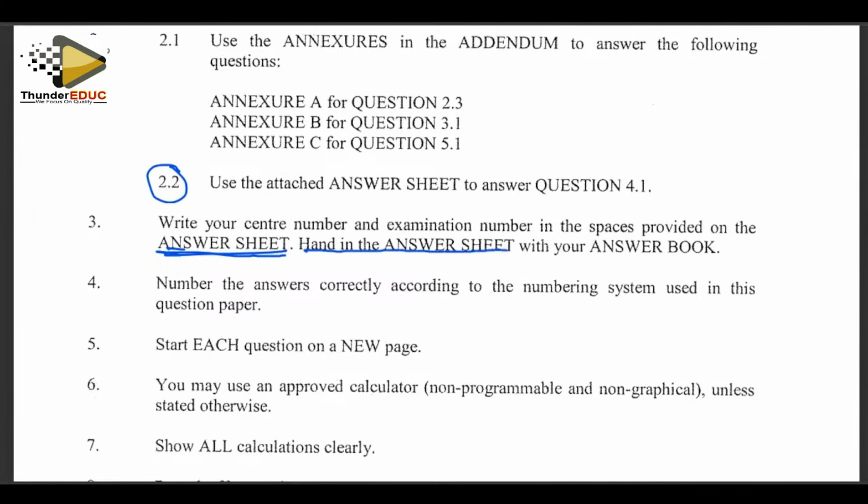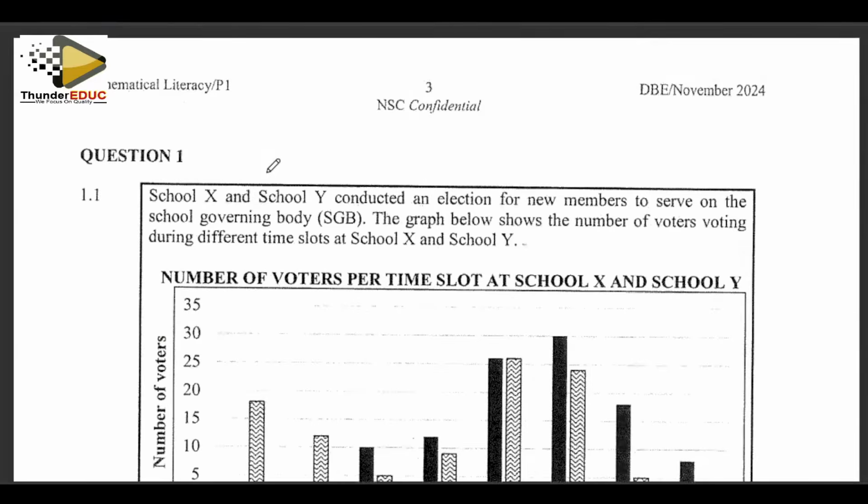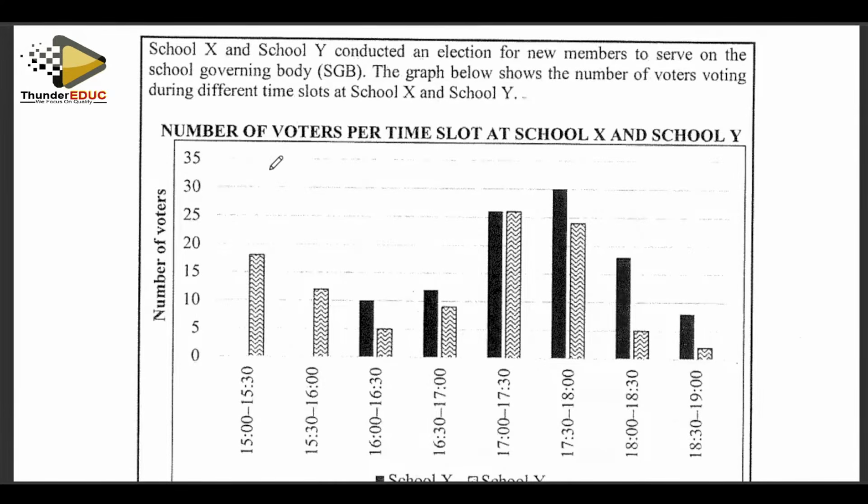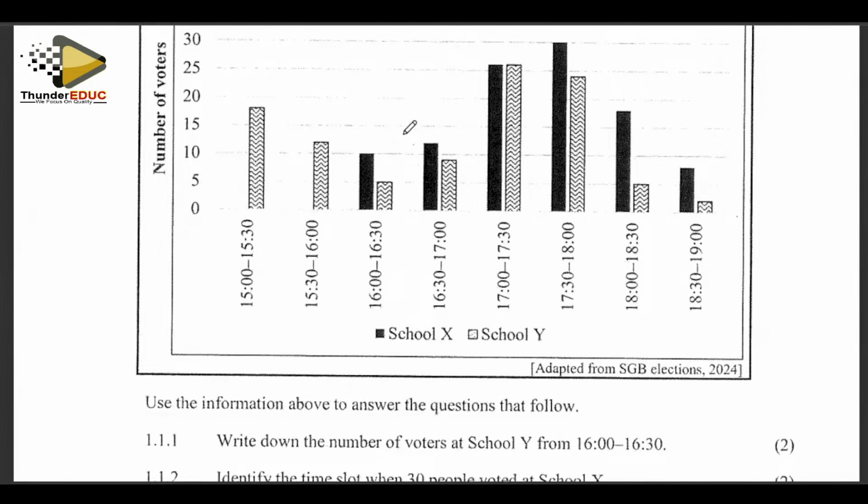All right, let's look at question number 1. Question number 1, school X and Y. School X and school Y conducted an election for new members to serve on the school governing body. The graph below shows the number of voters voting during the different time slots at school X and Y. Number of voters per time slot at school X and Y. And here we have the graph. These were the times and these were the numbers.